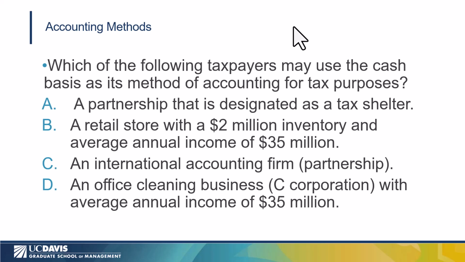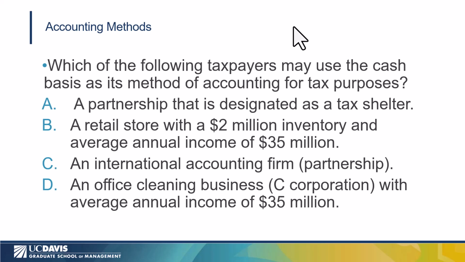Which of the following taxpayers may use the cash basis as this method of accounting for tax purposes? A partnership that's a tax shelter, a retail store with $2 million of inventory and average income of $35 million, an international accounting firm that's organized as a partnership, or an office cleaning business organized as a C Corp with average annual income of $35 million. Well, amazingly, the answer here is C, right?